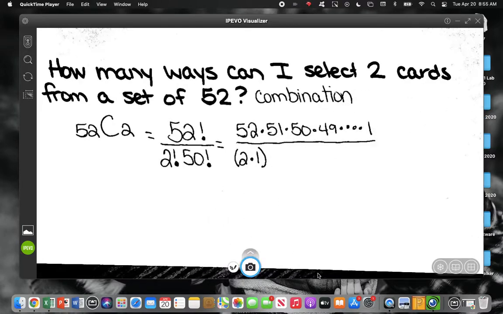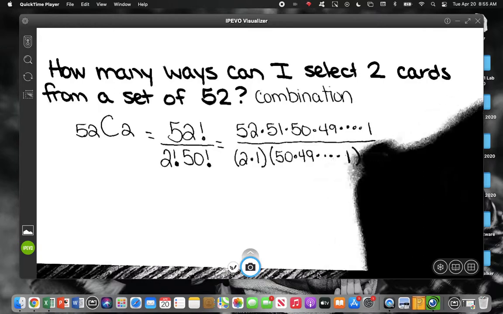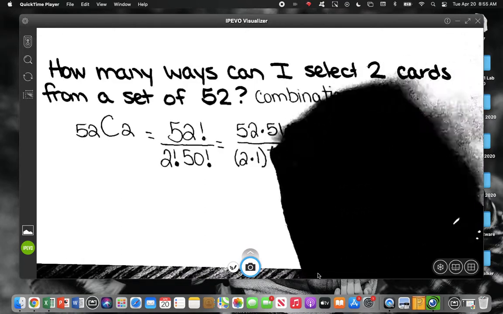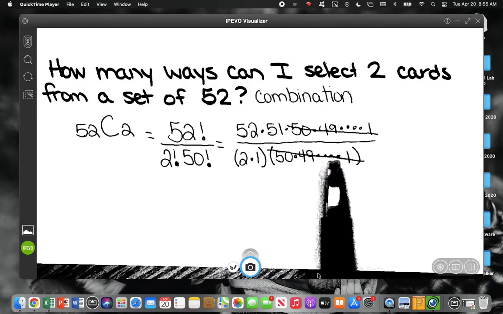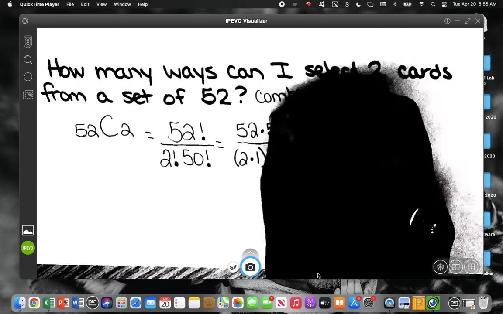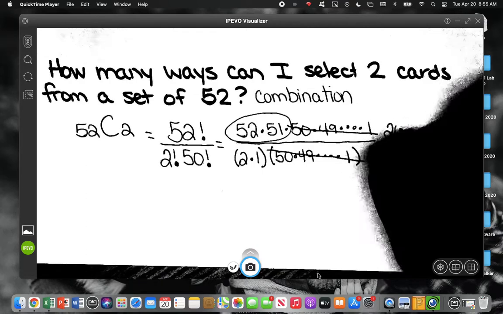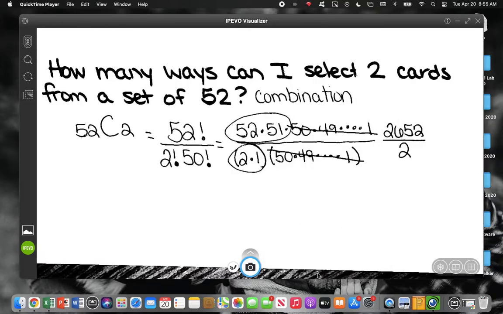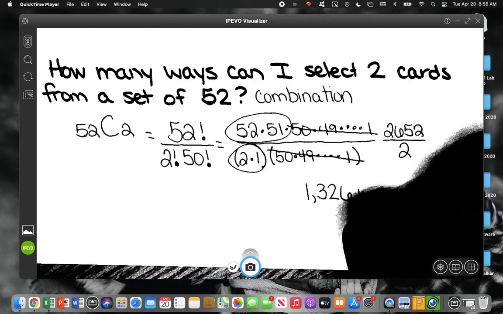Now what's 50 factorial? 50 times 49 all the way down to 1, right? What do you see the same on top and bottom? 50 to 1. So, Luke, do you see where this really knocked out a ton of numbers? Because both the top and the bottom were multiplying 50 to 1, you don't need to list those both. So we only have these two numbers on the top. What is 52 times 51? 2,652. And then the bottom, you now just have 2 times 1. So divide that number by 2. 1,326 ways.